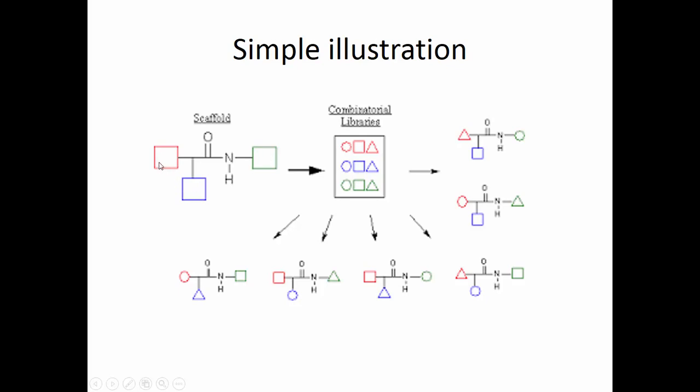And we have three locations where we can react some sort of moiety onto the scaffold. The red location, the blue location, and the green location. And we have these libraries of different small molecules that can react with the scaffold in the specific places. So we have a bunch of different shaped reds, a bunch of different shaped blues, and a bunch of different shaped greens, and we can get a variety of combinations of these things to make a big library of combinatorial molecules that we can then test for their activity.